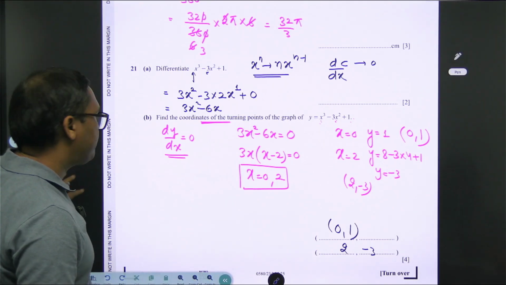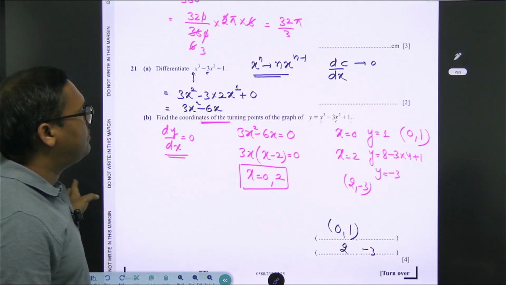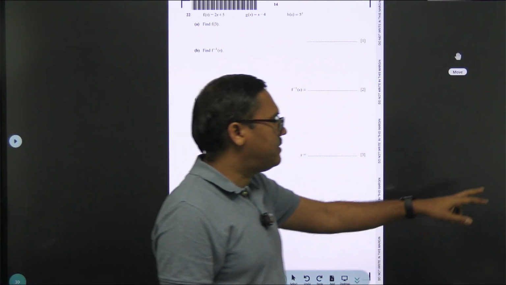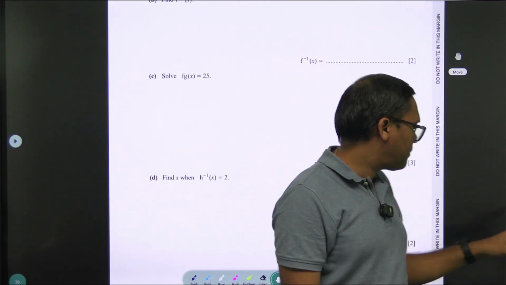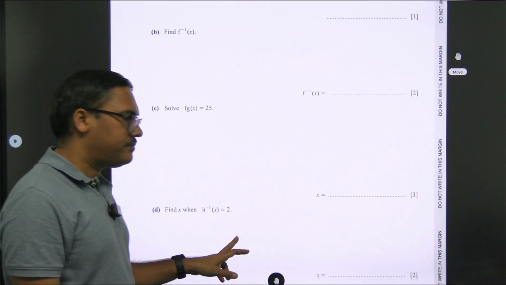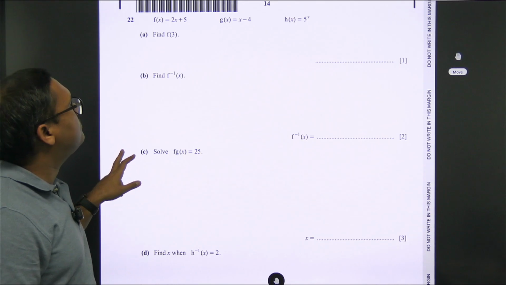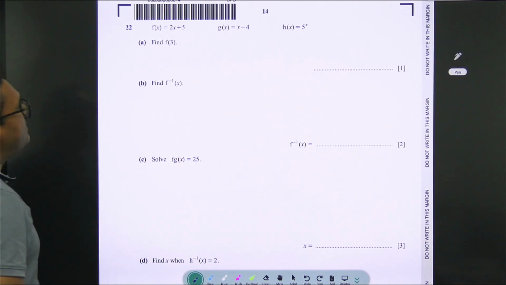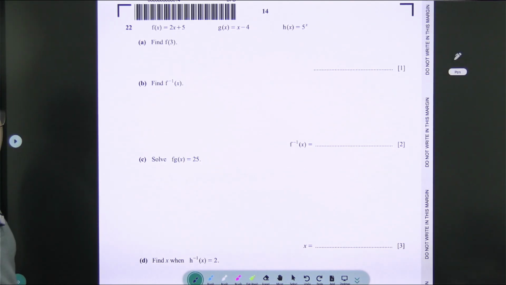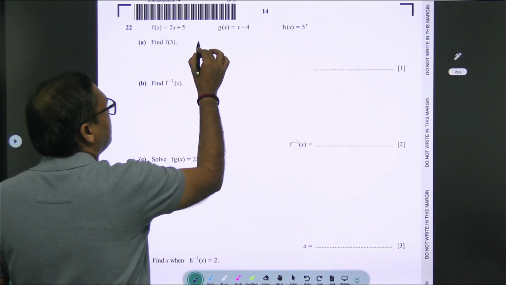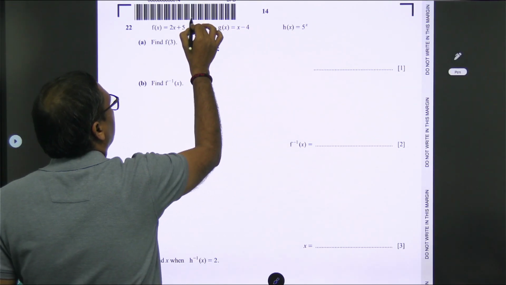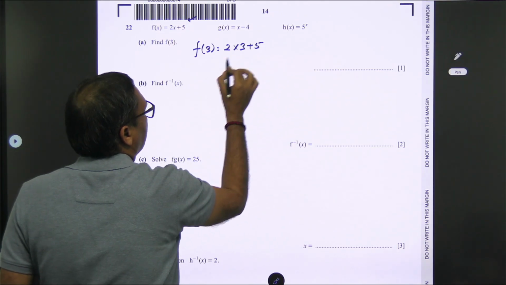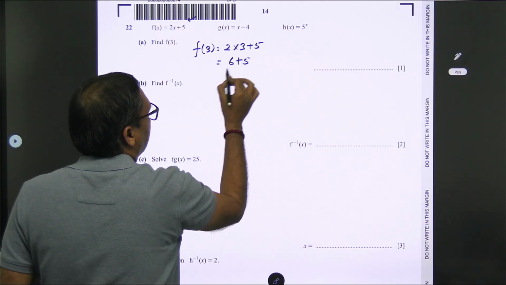Okay, now let's move to the next question, which is on functions. So let's discuss this again. Question: how can you solve this? The first part, you can see f of 3. If f of x is given to you, how will you find f of 3? f of 3 will be equal to, put x equal to 3 in this, 2 multiplied with 3 plus 5. So this is 6 plus 5, which is equal to 11.